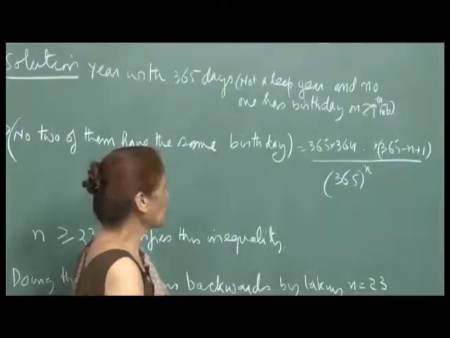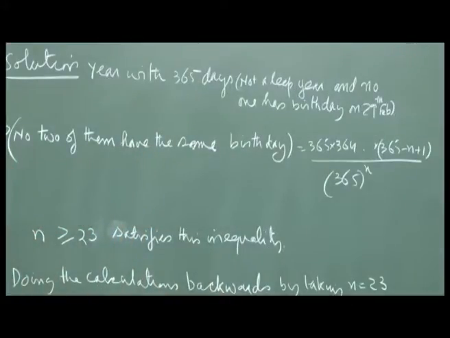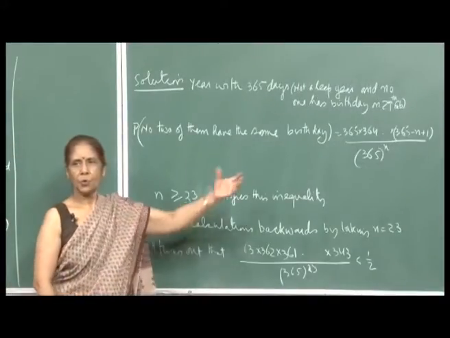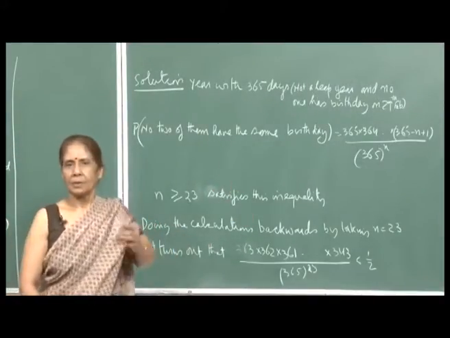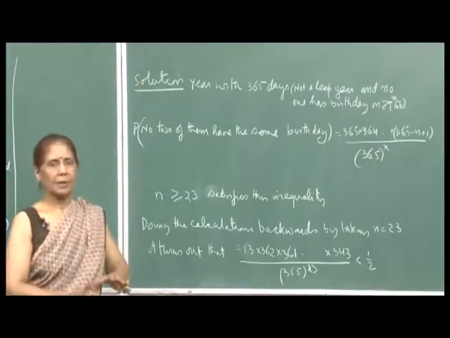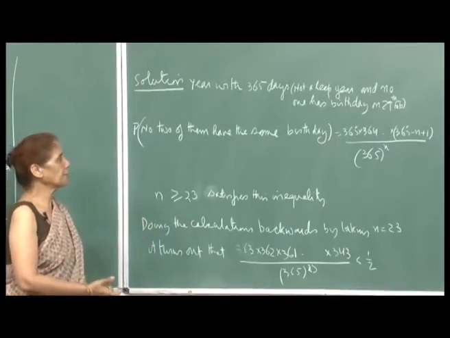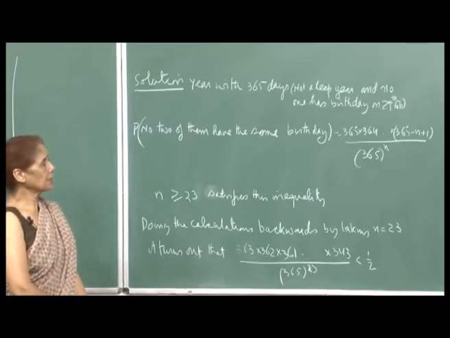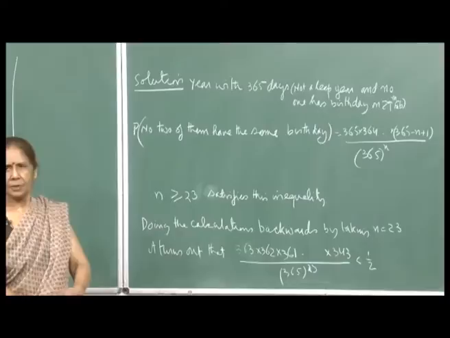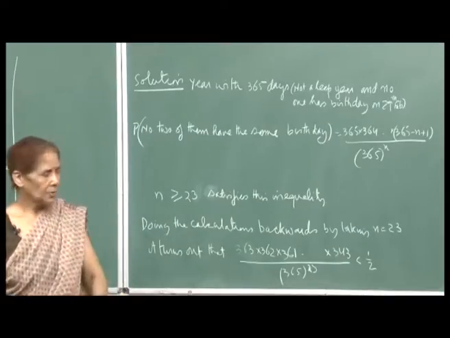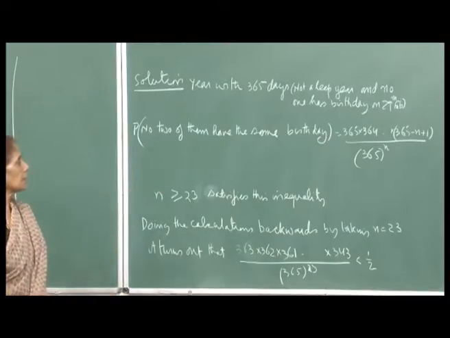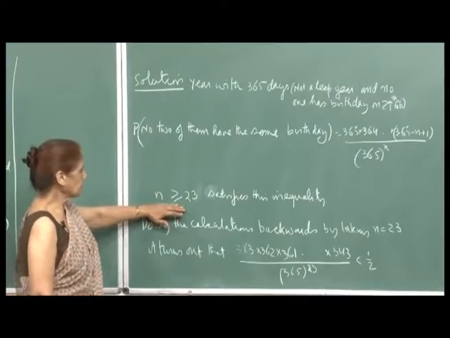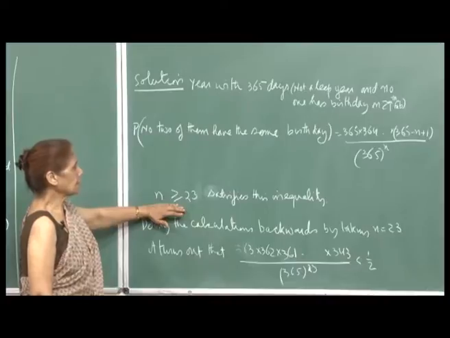So, this gives you the probability that no two of them have the same birthday, and we want the number n such that this probability is less than half. So, the probability that no two people in the group have a birthday on the same day, we want that probability to be less than half, and we want the smallest number of such people so that this probability is less than half. Right. And so it turns out that n greater than or equal to 23 satisfies this inequality.